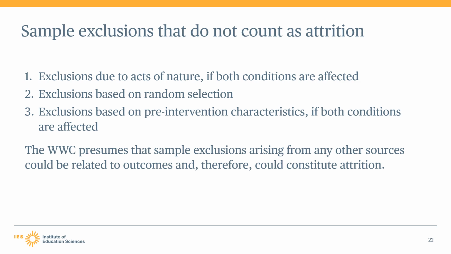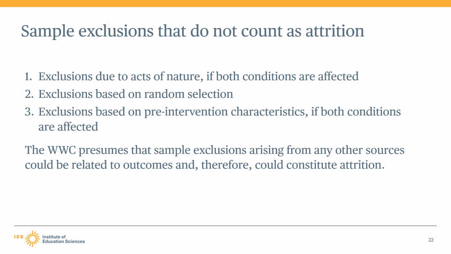The second scenario, where sample exclusions do not count as attrition, is when those exclusions are based on random selection. For instance, imagine a scenario where authors recruited 1,000 students to be included in a study and randomized them into the intervention and comparison groups. After randomization, the authors realize that they can't afford to study all 1,000 students. Instead, they randomly select a subsample of 500 students to include in their final analytic sample. The 500 students that were dropped from the final analytic sample randomly do not count as attrition.